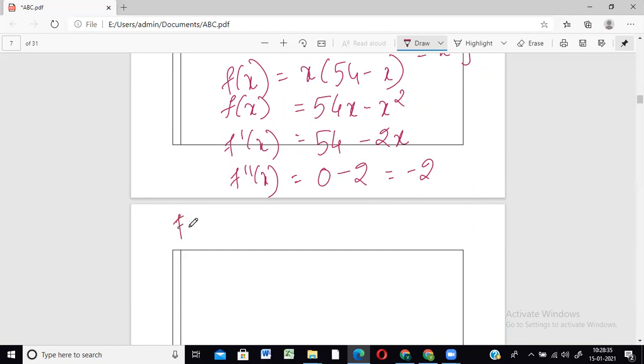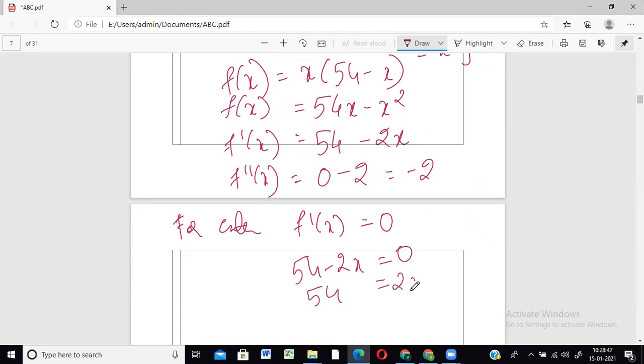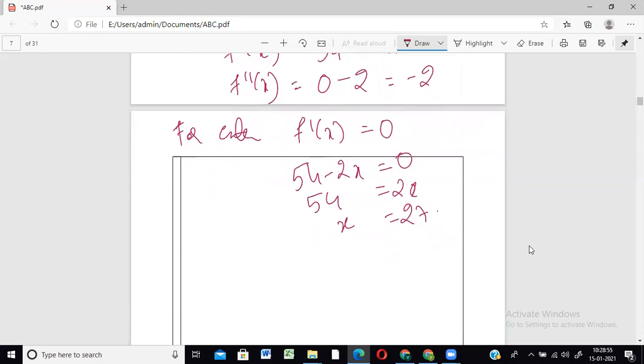So for extreme values, we substitute f dash of x equal to 0. I think we can do this quickly now. 54 minus 2x is equal to 0. So we get 54 is equal to 2x. So the value of x is 54 divided by 2. That gives me 27. Okay. So x is equal to 27.